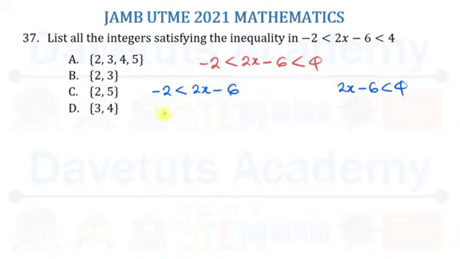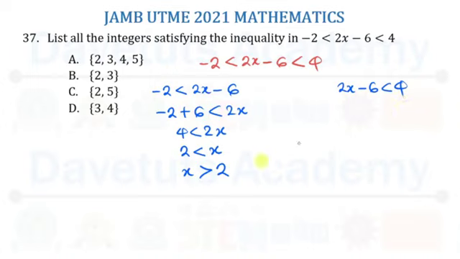Here, we can have it that -2 plus 6 is less than 2x. So we have 4 is less than 2x. If we divide both sides by 2, it will be that 2 is less than x, or we can say x is greater than 2. Or in this case, we can just say 2x is less than 4 plus 6, so 2x is less than 10, and that will mean x is less than 10 over 2, which is 5. So we have x is greater than 2 and x is less than 5.